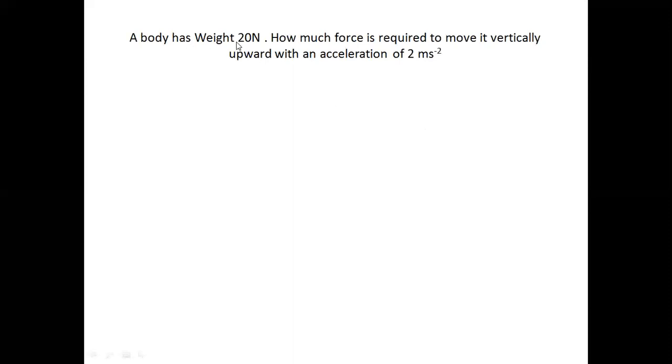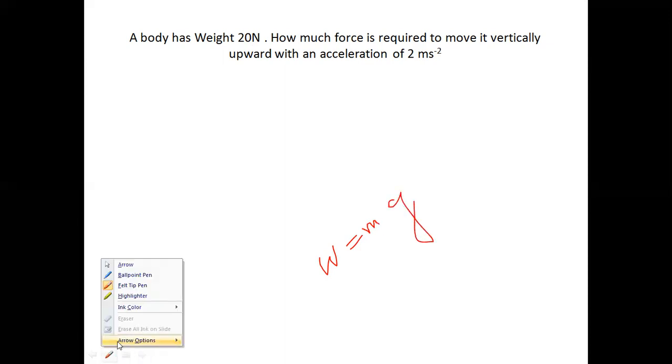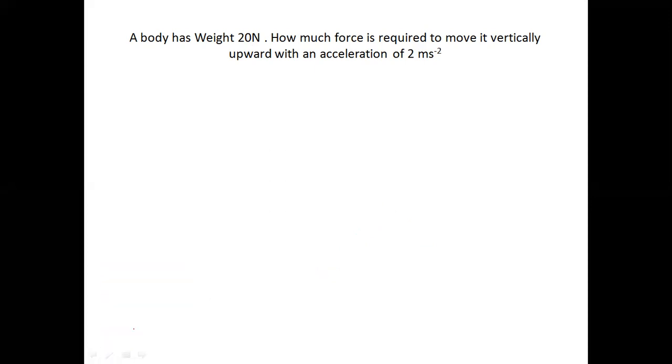A body has a weight of 20 Newton. How much force is required to move it vertically upward with an acceleration of 2 meter per second squared? Now, weight is given, not the mass. So how do we calculate the mass from the weight? Because we know W is equal to mg, we can write it over here that W is equal to mg, and we know the value of g, which is constant, which is 10 meter per second squared. So we can rearrange it and find out the value of m. Let us calculate how this is done.